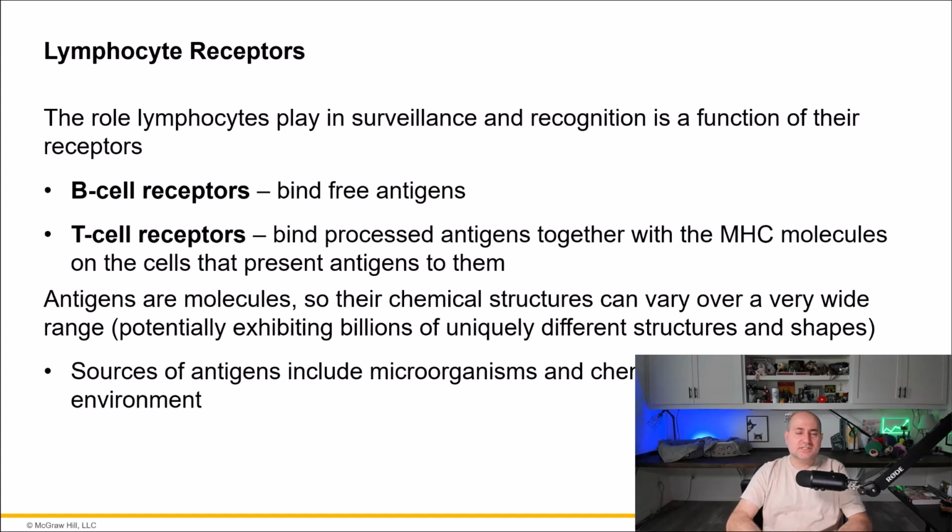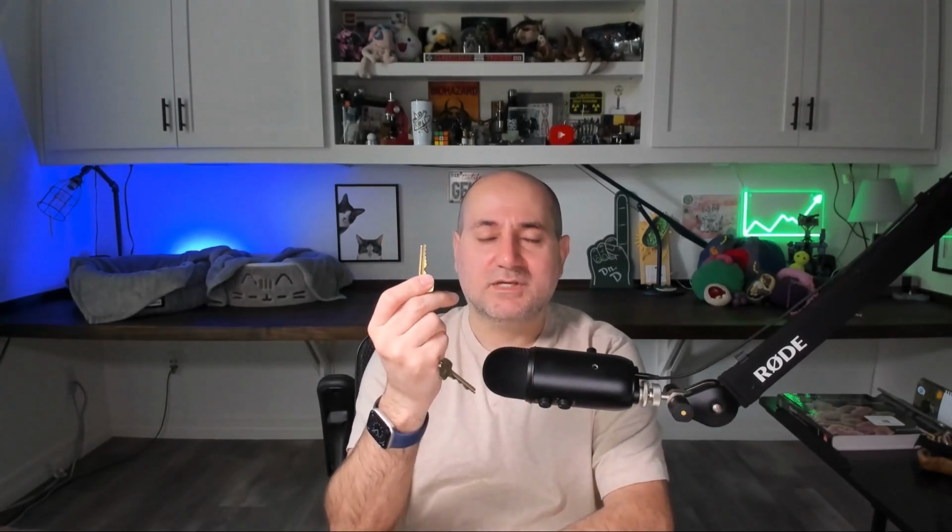Unlike macrophages, dendritic cells, or neutrophils, B cells and T cells have a very, very specific receptor on their surface. It's almost like your house key, okay? You see my house key? My house key opens up my house, right? And your house key opens up your house, right? Everyone has a house key. And hopefully no one has the same teeth on their house key because everyone's got a different house and everyone's got a different lock. So hopefully my key is not the same as your key.